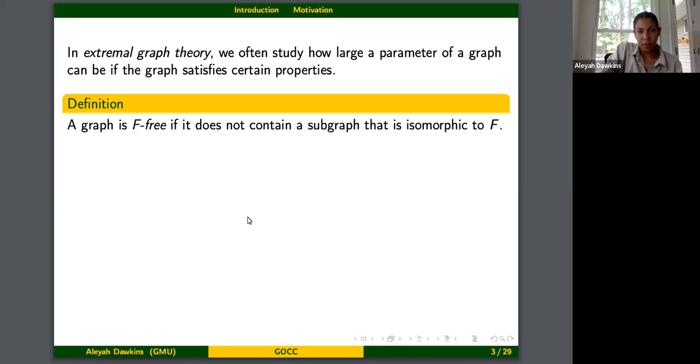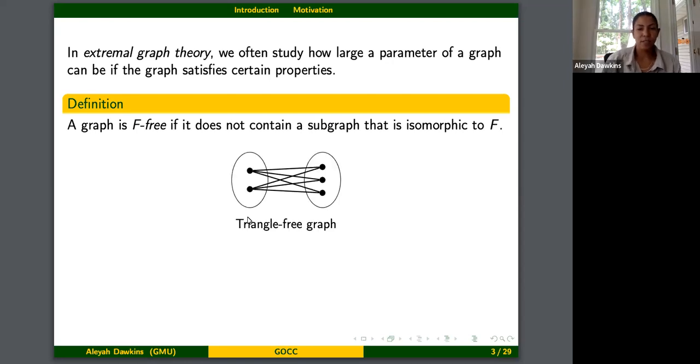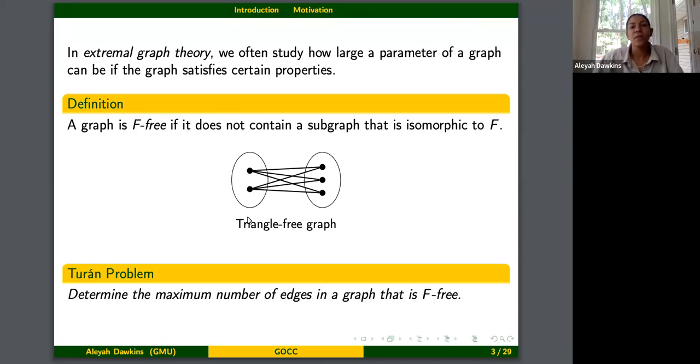The first property that we're going to be concerned about is being F-free. We say that a graph is F-free if it does not contain a subgraph that is isomorphic to F. For example, this graph here is triangle-free, meaning that no three vertices create a triangle. This graph is also what's known as a bipartite graph, bi meaning two, and partite telling us that we're dividing our vertices up into parts. The parameter we're going to be concerned with is the number of edges. With that parameter and this property, that's known as the Turán problem, which determines the maximum number of edges in a graph that is F-free.